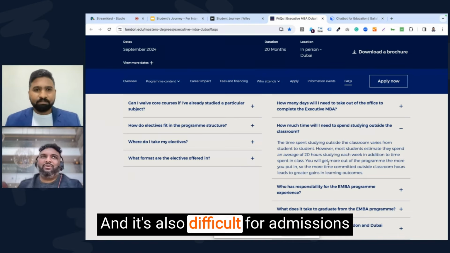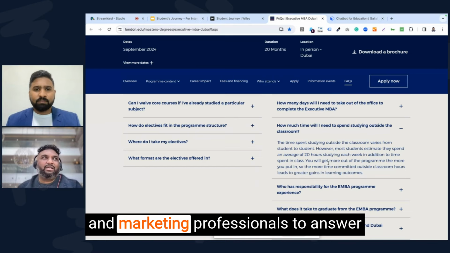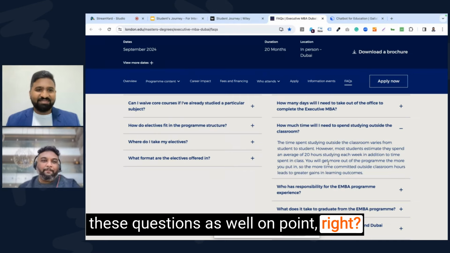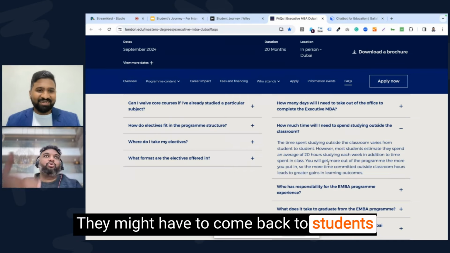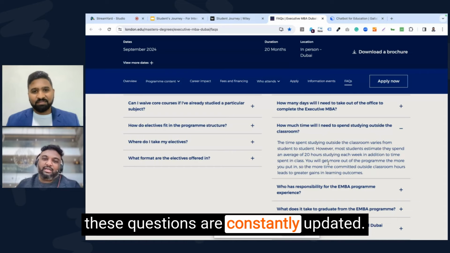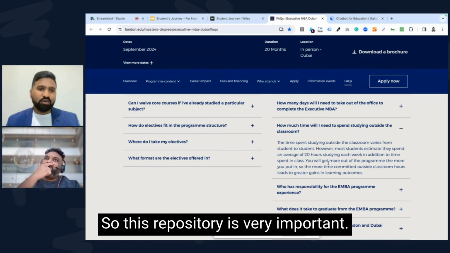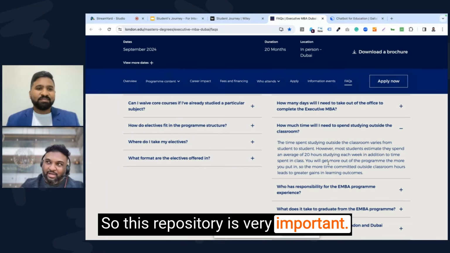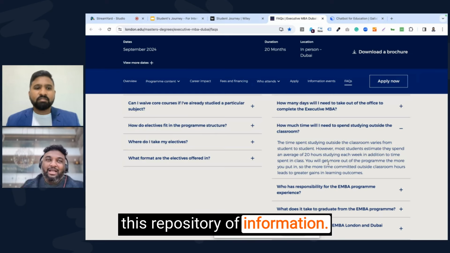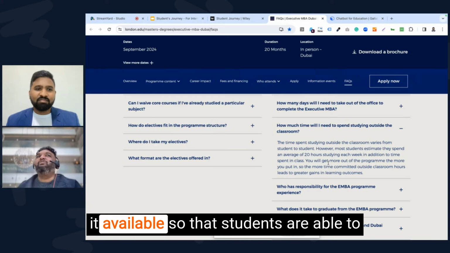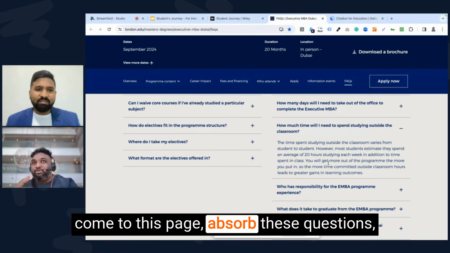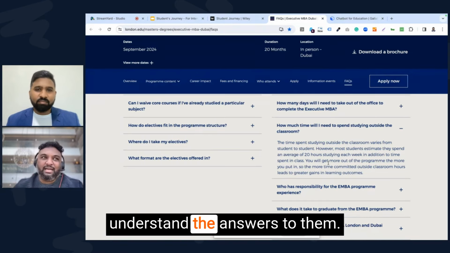And it's also difficult for admissions and marketing professionals to answer these questions on point, right? They might have to come back to students at a later stage, because all of these questions are constantly updated. So it's very important. This repository is very important. It's important to keep updating this repository of information and, like you said, to keep it available so that students are able to come to this page, absorb these questions, and understand the answers to them.